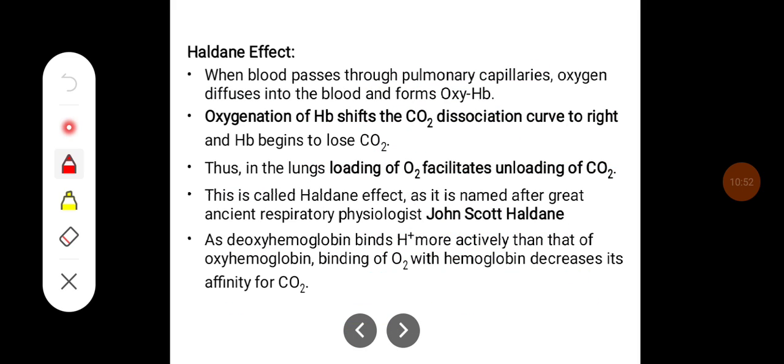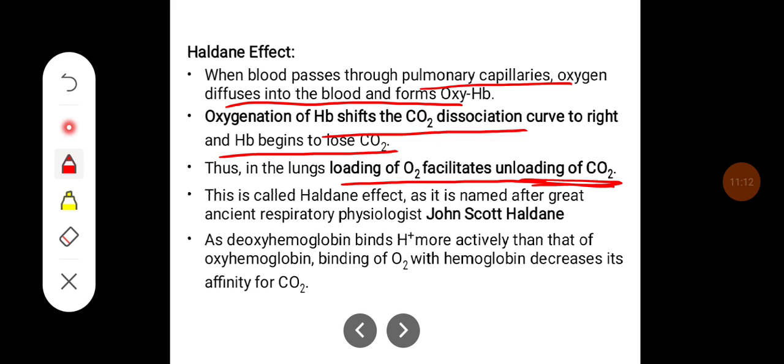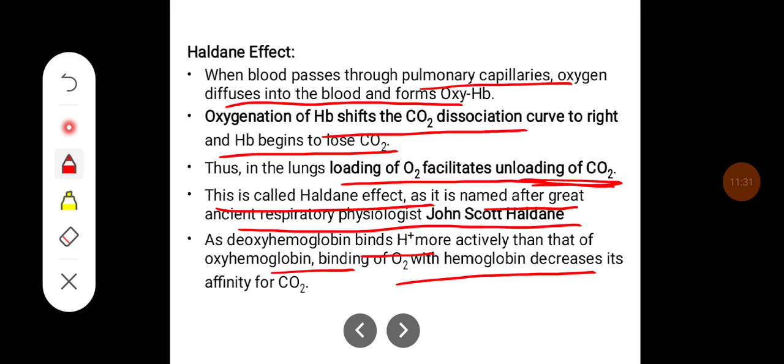Haldane's effect. When blood passes through pulmonary capillaries, oxygen diffuses into the blood and forms oxyhemoglobin. Oxygenation of hemoglobin shifts the carbon dioxide dissociation curve to the right, and Hb begins to lose carbon dioxide. So thus in lungs, loading of oxygen facilitates unloading of carbon dioxide. This is called Haldane's effect, named after the great ancient respiratory physiologist John Scott Haldane. As deoxyhemoglobin binds H plus more actively than oxyhemoglobin, binding of oxygen with hemoglobin decreases its affinity for carbon dioxide.